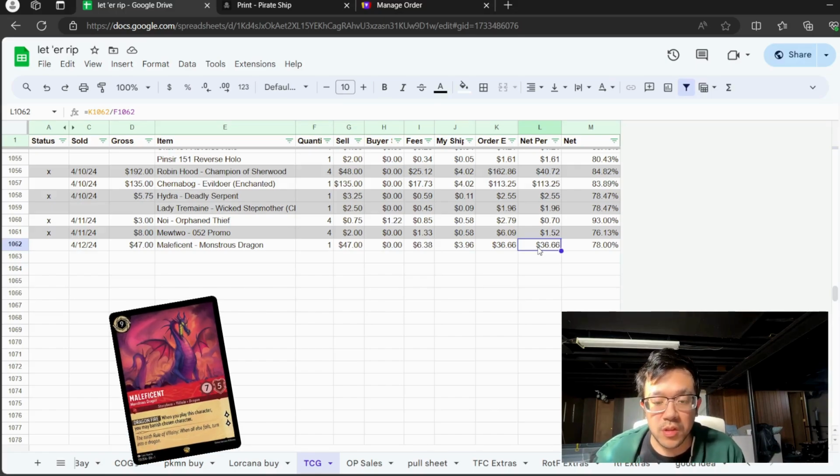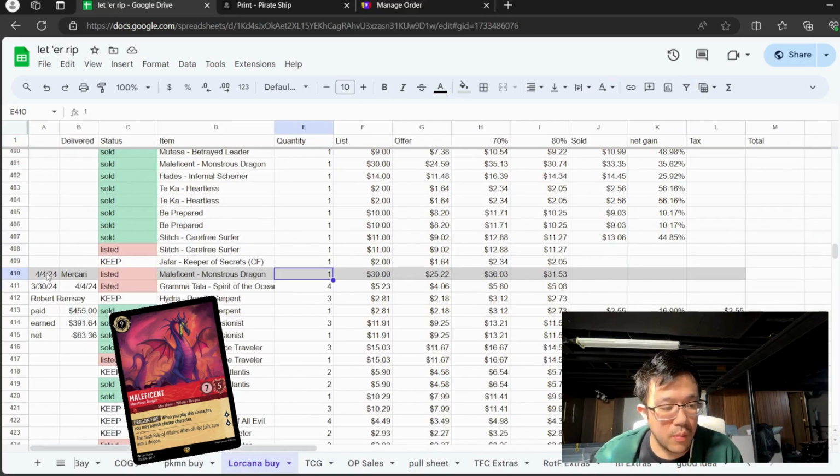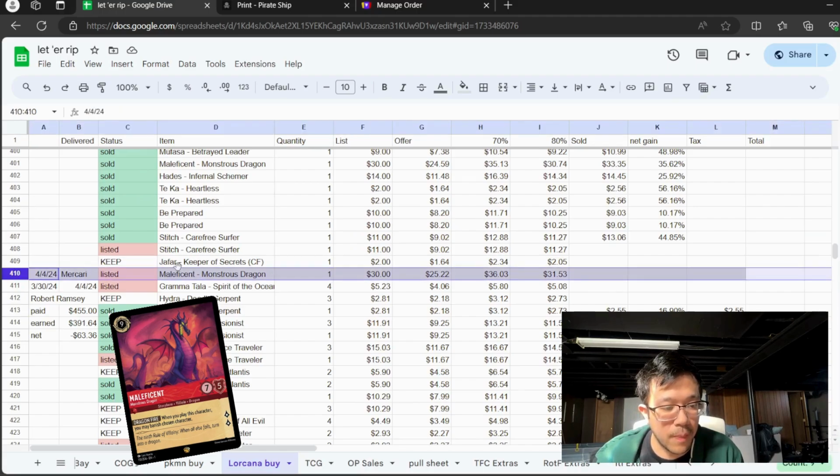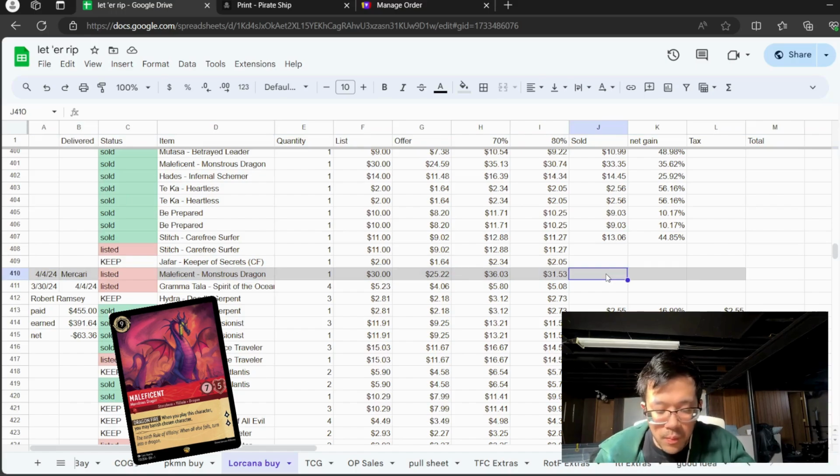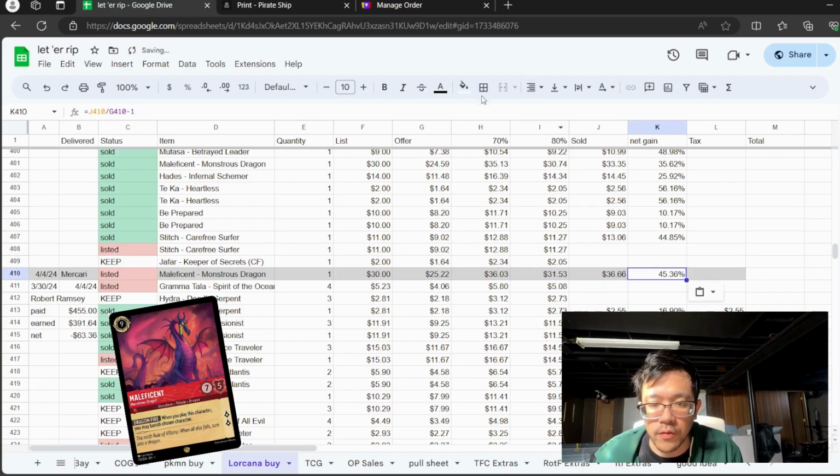So now that we've made this sale and we've calculated how much we made after fees and shipping, $36.66, we're going to go back into this tab. This is where I bought the card. I bought it off of Mercari. It was listed at $30 and I was able to get it for $25.22. These are my break-even prices here, but we just sold it for $36.66, and this return is 45%, which is really good. I'm really happy with that.